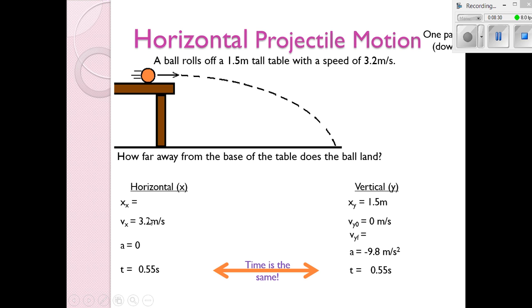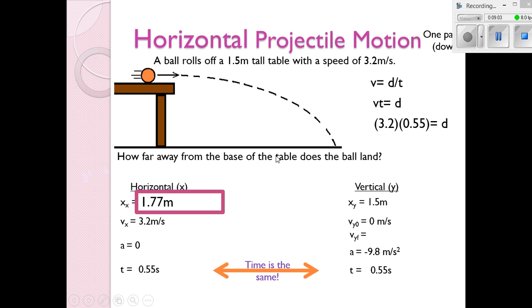And now if we look, I have a velocity, I have the time, I'm looking for this distance because I want to know this horizontal range. How far away from the table does it land? This one's a little bit easier because I just use my constant velocity equation. There is no acceleration, so I have v equals d over t. Except I'm looking for the d, I'm looking for the distance. So I'm going to have to multiply by t, so I have v times t equals d. Plug in my numbers, and so that ball is going to land 1.77 meters away from the base of the table.